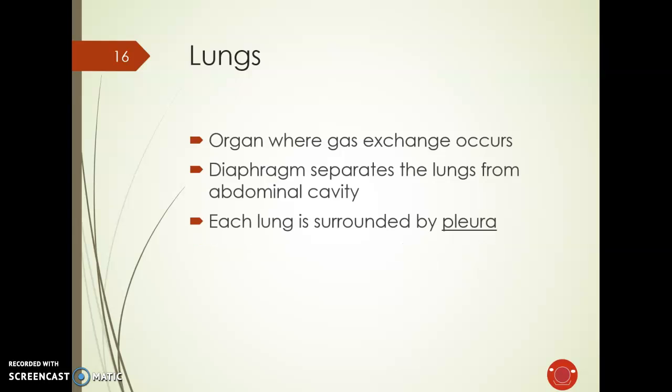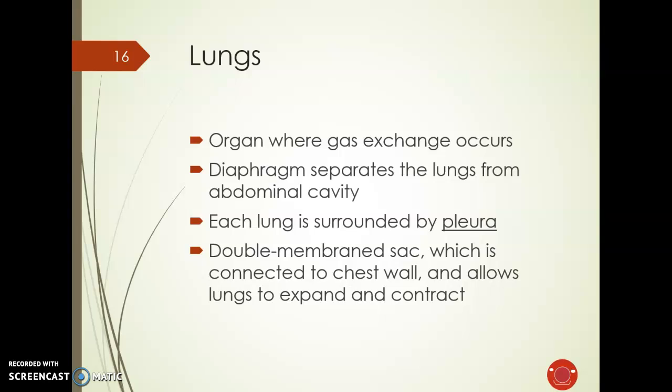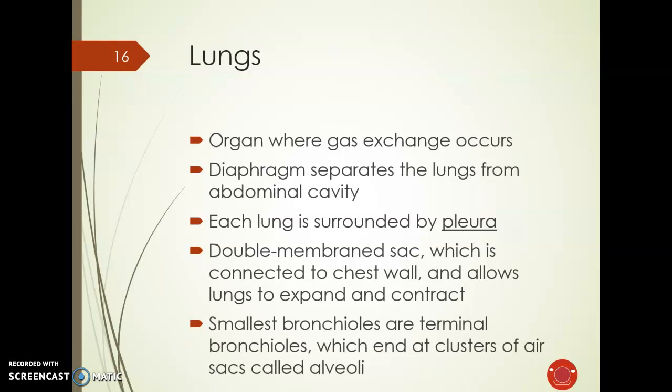And each lung is surrounded by pleura, which is a double membrane sac which is connected to the chest wall and allows the lungs to expand and contract. So if you think about having two plates of glass and there's liquid in between them, it would be pretty easy to move those two plates up and down from each other, but there'd actually be a lot of resistance to pull those two plates of glass apart. And that's really how your lungs work. They're connected to your chest wall, but they can easily move within the chest wall, which is good because you wouldn't want to snag your lung and puncture it.